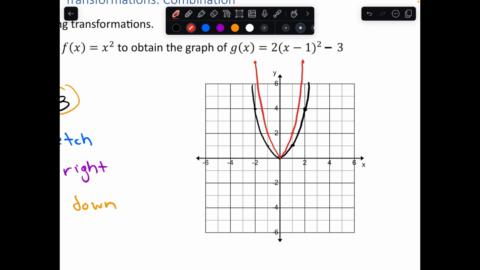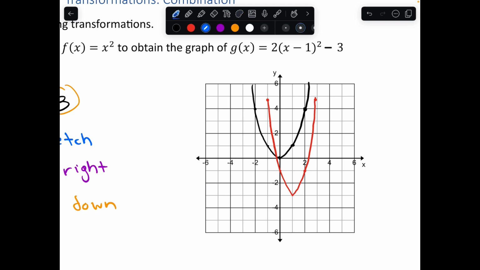Alright, so now we have our stretched out parabola, and now we can shift it to the left or right. And I'm going to move it 1 unit to the right, and then 3 units down. And that is my graph of g of x.